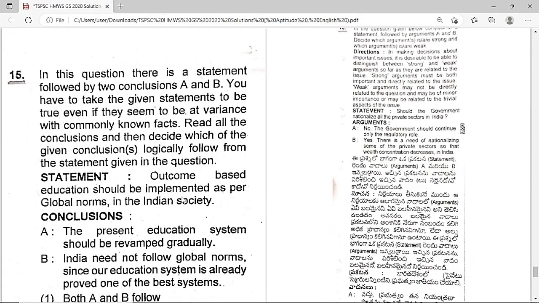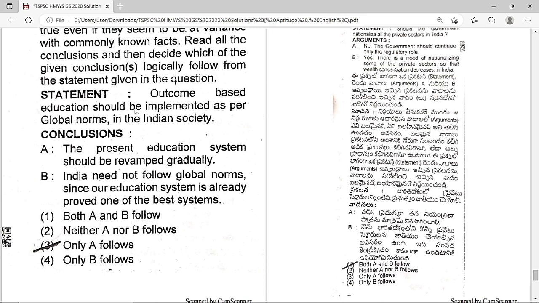So now we are going to solve another question. See the question here. In this question, there is a statement followed by two conclusions, A and B. So they are given a statement and they are given a conclusion. We have to take the given statements to be true even if they seem to be at variance with the commonly known facts. So always you have to assume the statement is always true. Read all the conclusions and then decide which of the given conclusions logically follow from the statement given in the question. So from the statement, which is the conclusion that is going to come logically, we need to figure out.